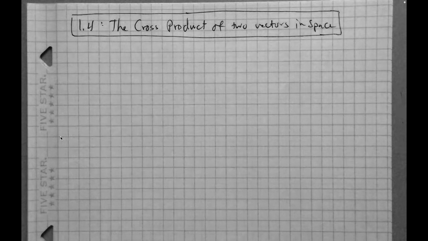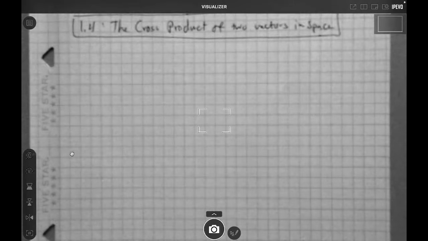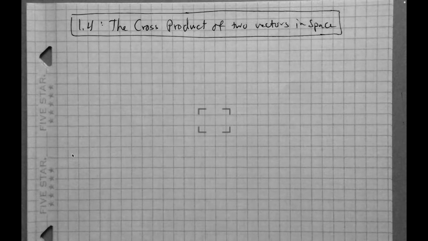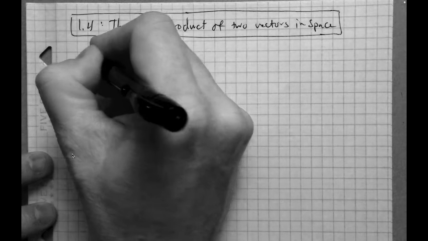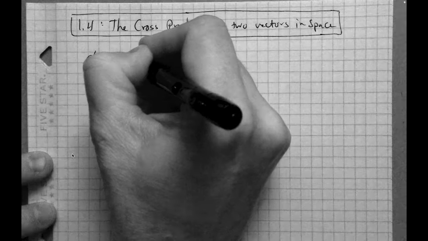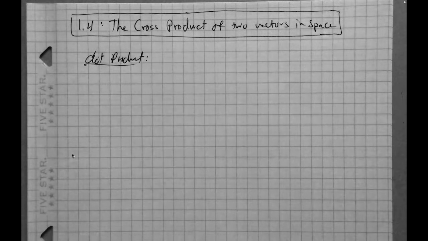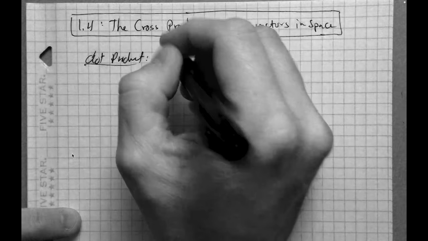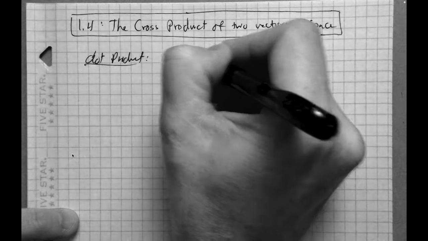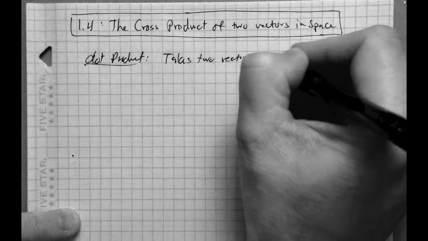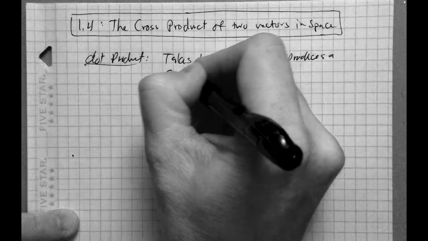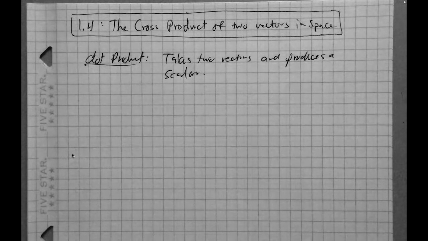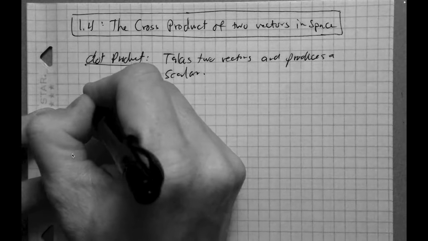So this will be section 1.4, the cross product. Okay, so we have the dot product from last time. It takes two vectors and produces a scalar. We talked a great deal about what the dot product is all about in the previous session. This time we're going to talk about the cross product.